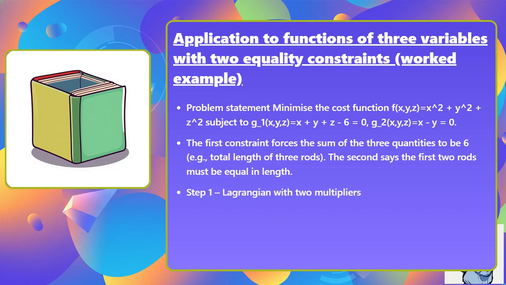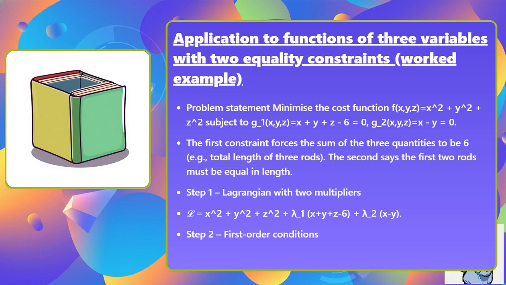Step 1. Lagrangian with 2 multipliers. Lagrangian equals x squared plus y squared plus z squared plus lambda 1 times [x plus y plus z minus 6] plus lambda 2 times [x minus y].